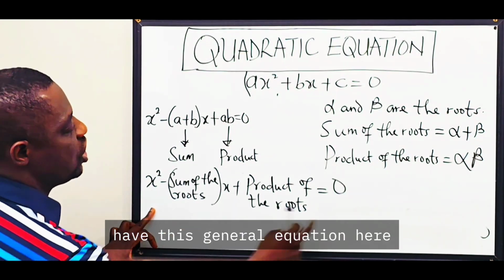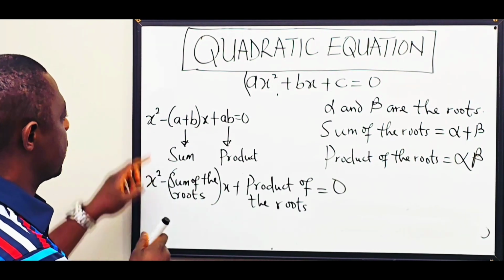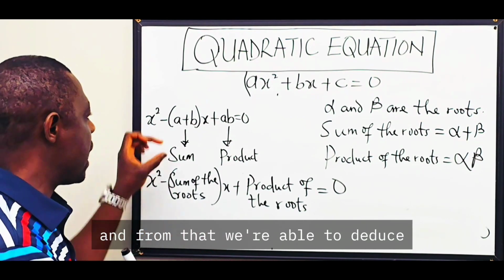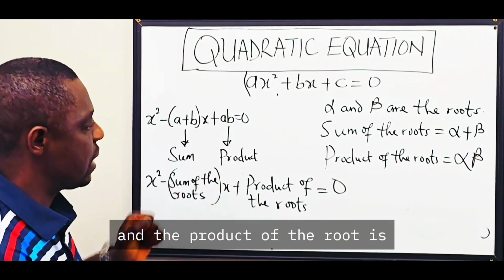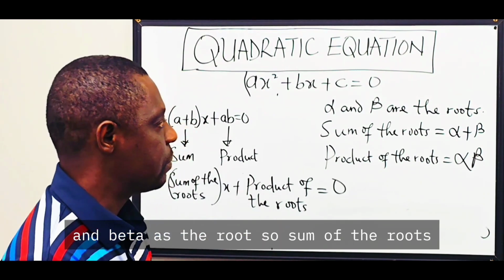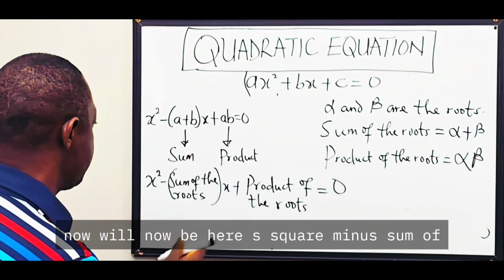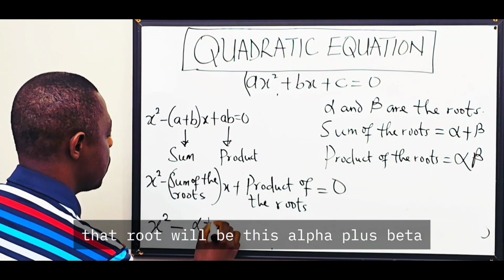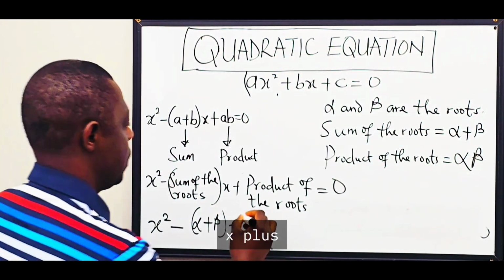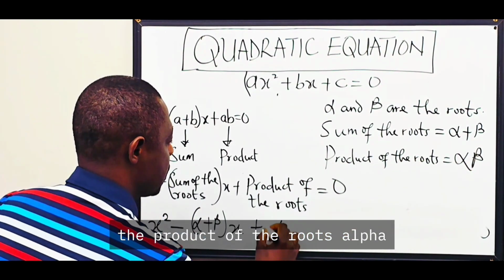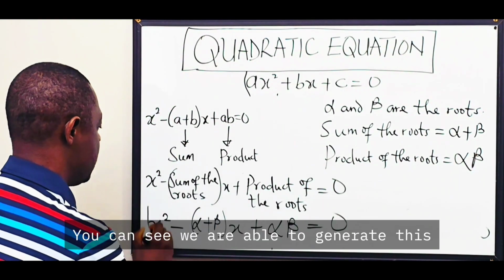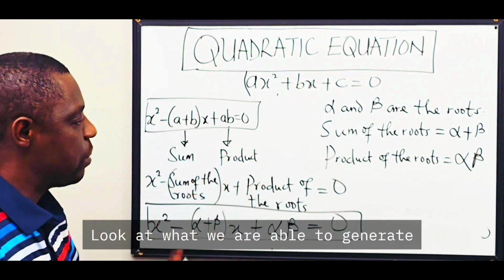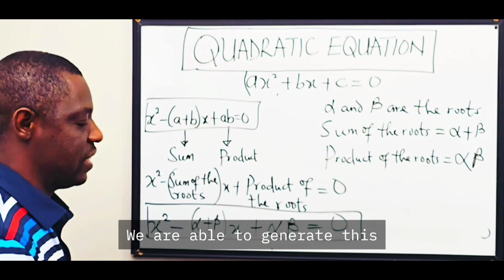We're going to have this general equation here: x squared minus (a plus b) into x plus ab equals 0. And from that, we're able to deduce that the sum of the roots is this and the product of the roots is that. So if we're now considering alpha and beta as the roots, the sum of the roots will be alpha plus beta, so x squared minus (alpha plus beta) x plus the product of the roots, alpha beta, must equal 0. You can see we are able to generate this and we are able to generate this.